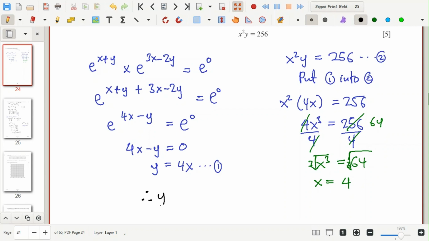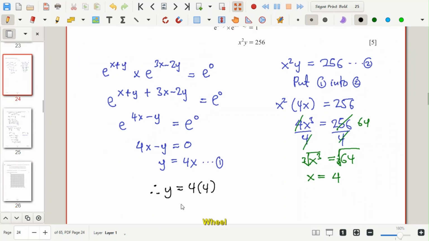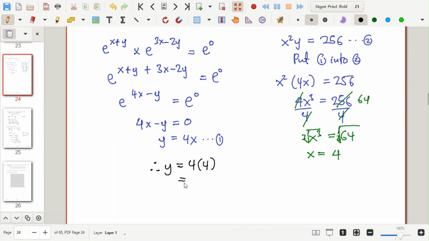Therefore, y is going to be 4 times 4, because your x is 4, okay? So now if you place that here, y will be 16. So x is equal to 4 and y is 16.